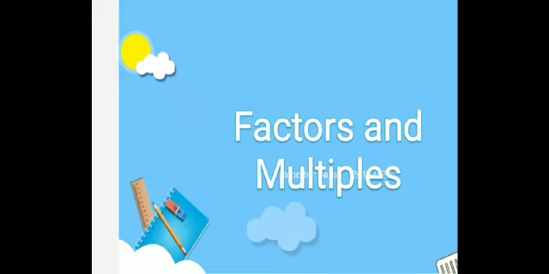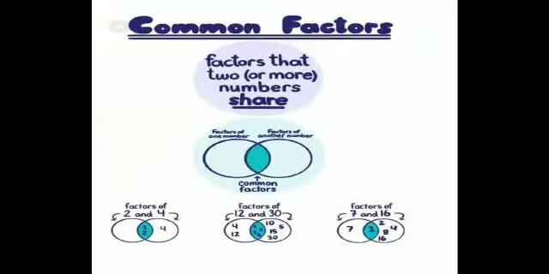Right? Now, in part 3 of this chapter, we are going to learn about common factors, highest common factor, co-prime numbers and lowest common multiple. So let's start with the first topic, that is common factors.